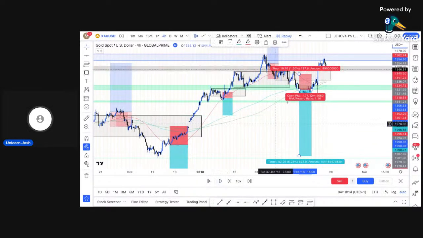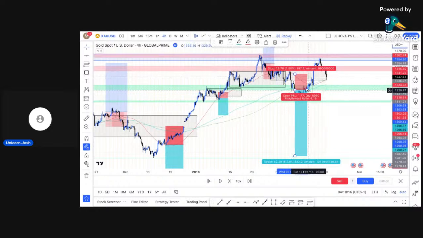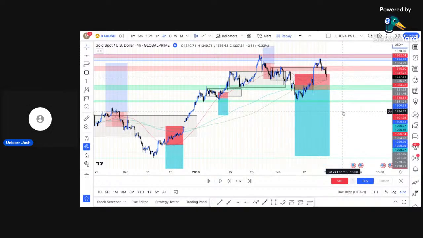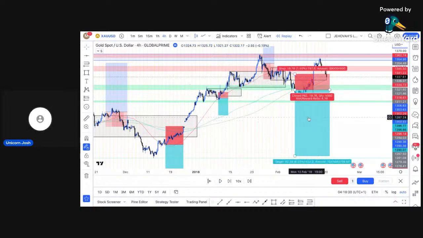Okay, that was another lesson. You guys can see what I'm talking about. It's been like this for the past few trades, lesson after lesson after lesson on this time frame. That's all right.